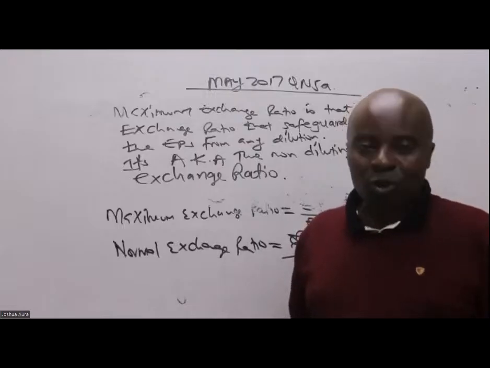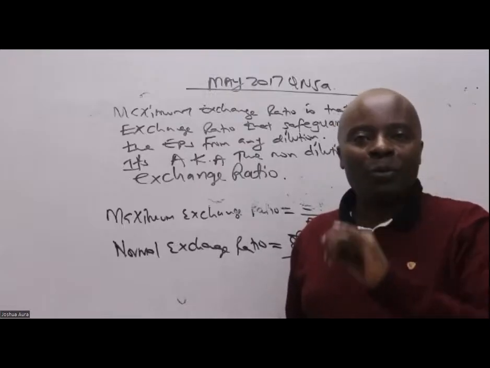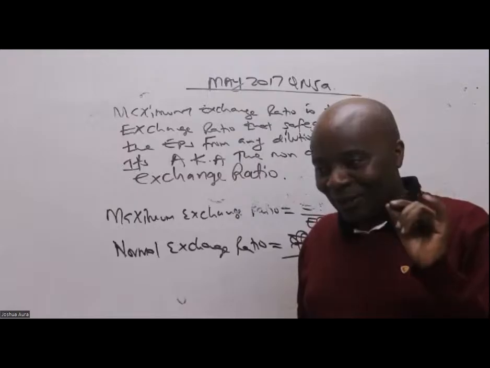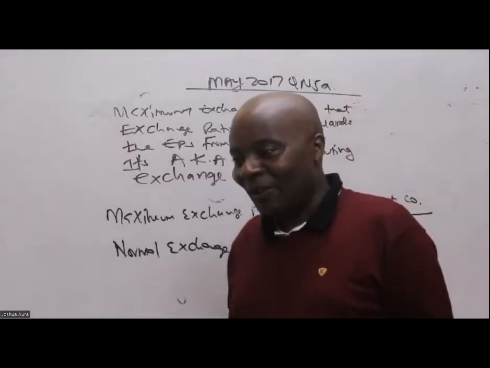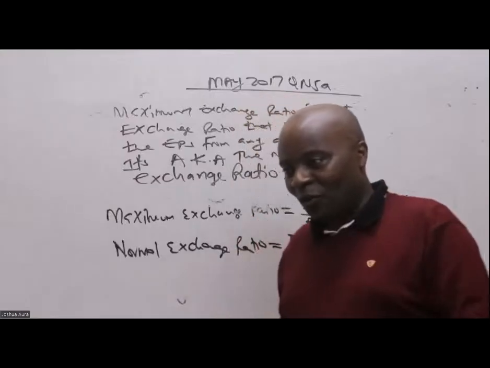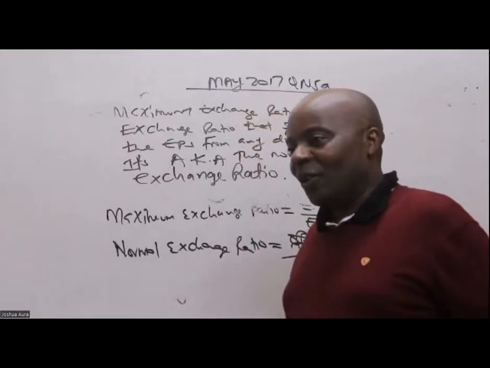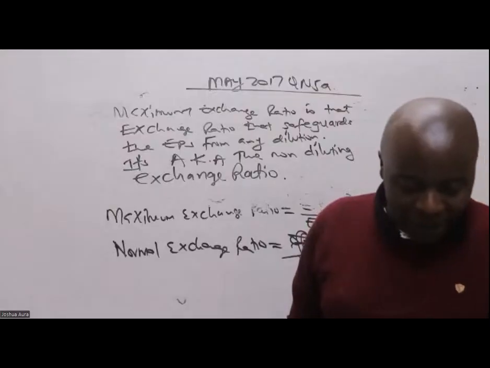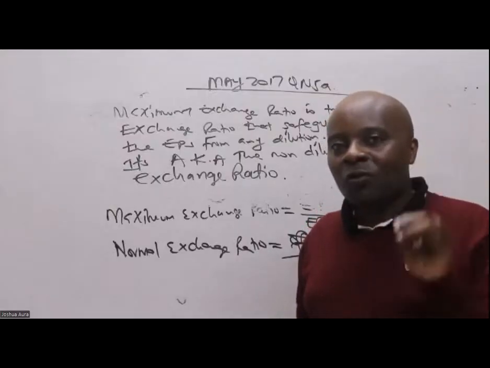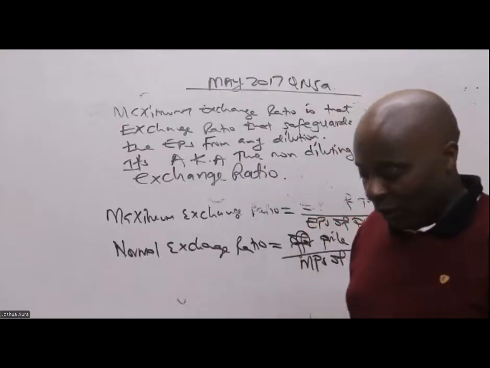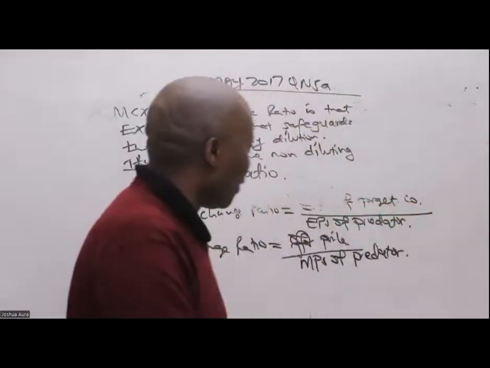Like this question, they have given me an offer price. Are you able to see in this question, we have an offer price of 20? There's a price which is offered there. So when there is an offer price, always calculate the normal exchange ratio.